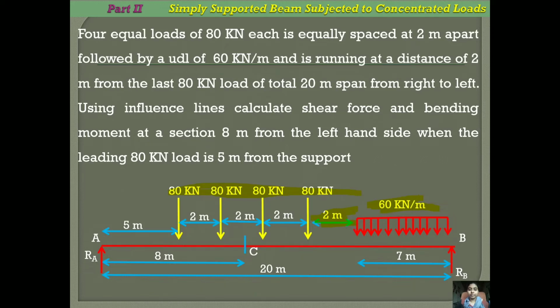Now, the span length is 20 meters. We have marked the span length as 20 meters, and the load is moving from right to left. Using influence lines, calculate the shear force and bending moment at a section 8 meters from the left hand side, that is from A.